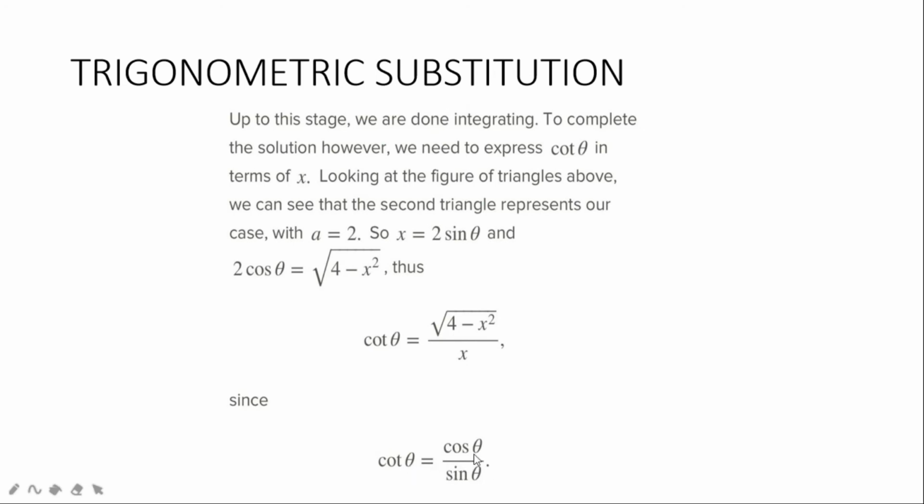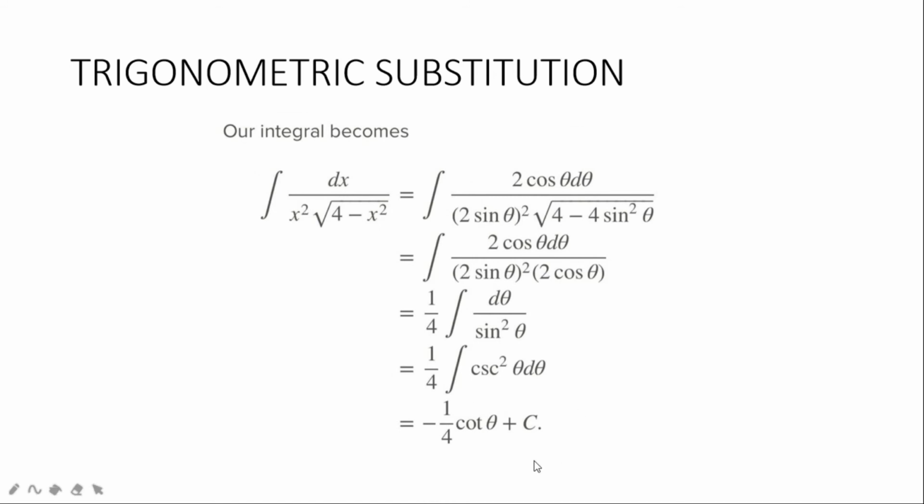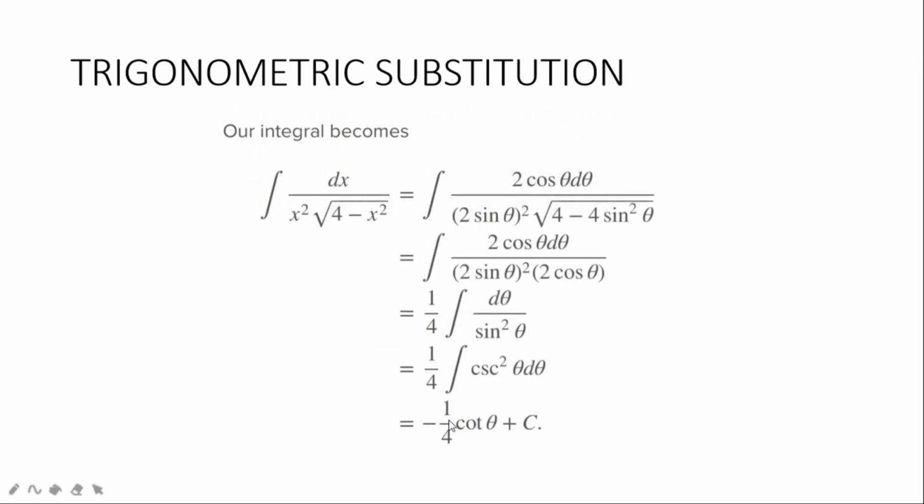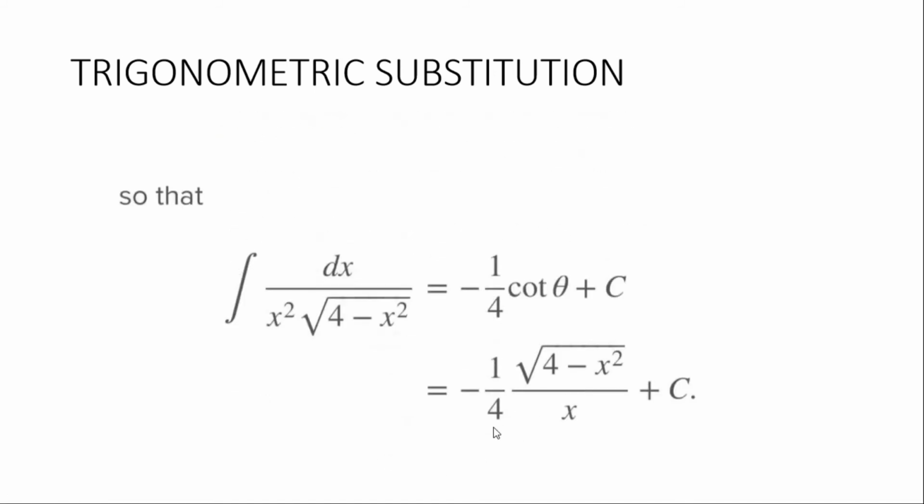Let's have a look at the rules below. Cotangent theta is equal to cosine theta over sine theta. Now we can substitute this into the previous result of integration. We can substitute this cotangent, which is equal to cosine theta over sine theta, into negative 1 over 4 cotangent theta plus c. So now we get the integral of dx over x squared square root of 4 minus x squared, and we can substitute the value of cotangent here. So the equation will become negative 1 over 4 times the square root of 4 minus x squared over x plus c. Okay, here is the final answer of this trigonometric substitution question.